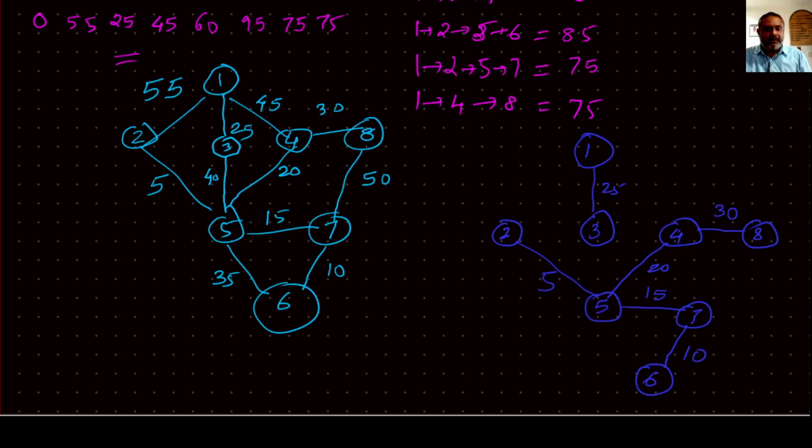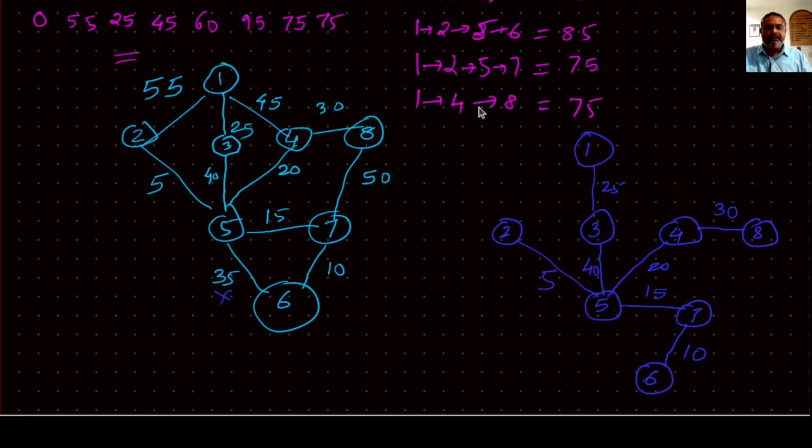After 30 what we have is 35 here. If you try to add 35, it's going to make a loop, so this cannot be added. So after 35, we find 40, so we can make the 40 edge. That completes the minimum spanning tree using Kruskal's method.